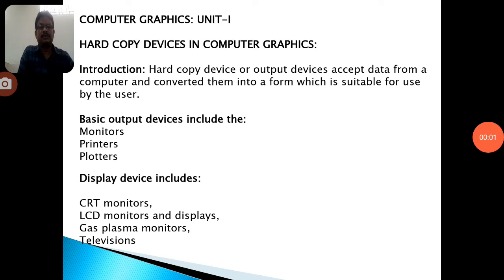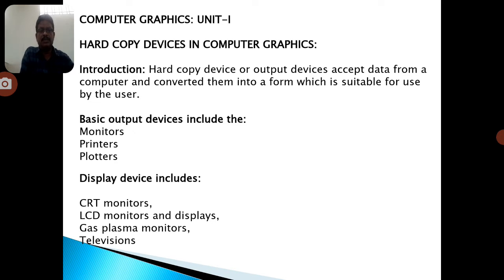Hi students, today I am going to discuss the hard copy devices in computer graphics. In the last video I discussed the soft copy devices, that is, input devices. The input devices in computer graphics are of two types: manual data display devices and direct data display devices. In this session I am going to concentrate on hard copy devices in computer graphics.